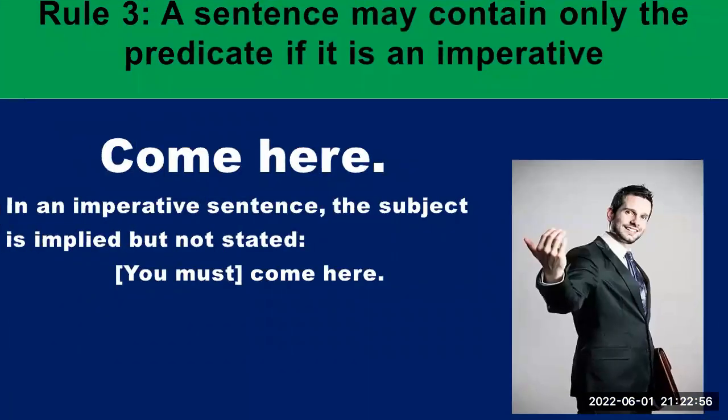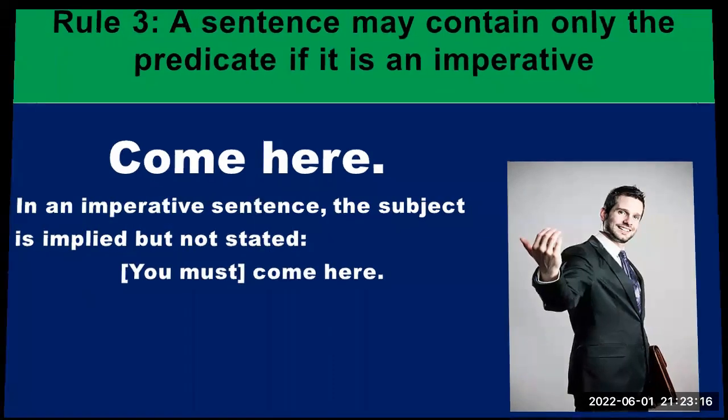And let's look at the analysis. You see, in an imperative sentence, the subject is implied but not stated. Now, the meaning is you must come here. But here we omit you must and we simply say come here, all right?